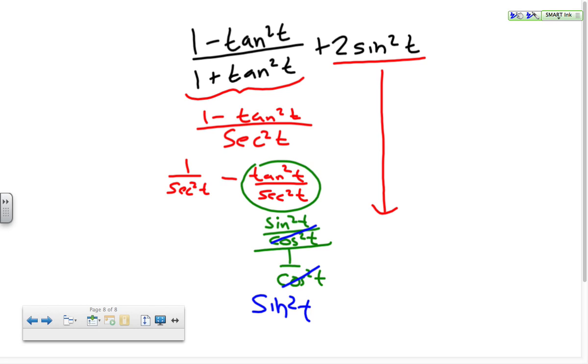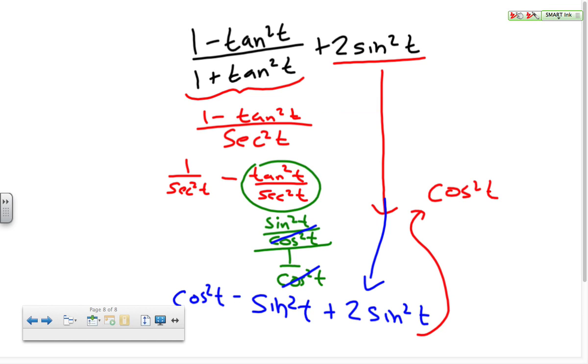And this right here, 1 over secant squared t, is cosine squared t, minus sine squared t, plus 2 sine squared t, because I brought this back down. Now I have a whole bunch of these things. What I'm looking for now is to see what I can cancel out. This is sine squared t, this is 2 sine squared t. It's a negative, so we're going to go over here, sorry, I ran out of room. We still have that cosine squared t. Negative 1 and 2 is 1, so it's positive sine squared t.